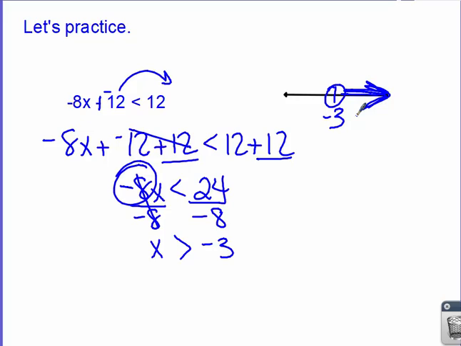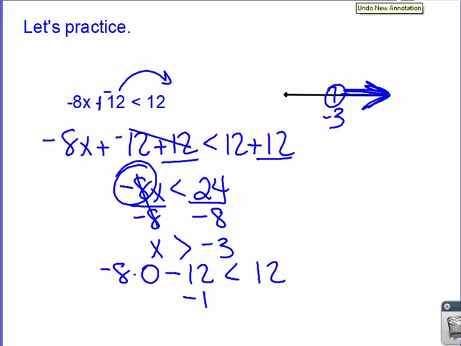Now if you were to check that, you could plug a number back in that fits that criterion. We would see that it works. So let's try that. I need a value that is greater than negative 3. Well, the best value that I know that's greater than negative 3 is 0. So if we were to plug that in, negative 8 times 0 minus 12, is that less than 12? Well, negative 8 times 0 is 0. Minus 12 gives us a negative 12. Is negative 12 less than positive 12? And yes, it is.